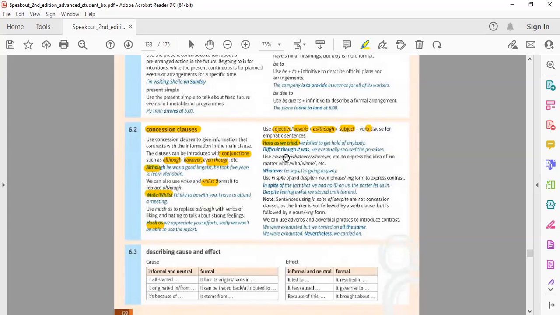Emphatic sentences, okay? "Difficult though it was." It means, even though it was difficult, we eventually secured the promises. This structure is highly academic. They used an adjective, "though," subject, and the verb, and by that they formed sophisticated emphatic sentences.